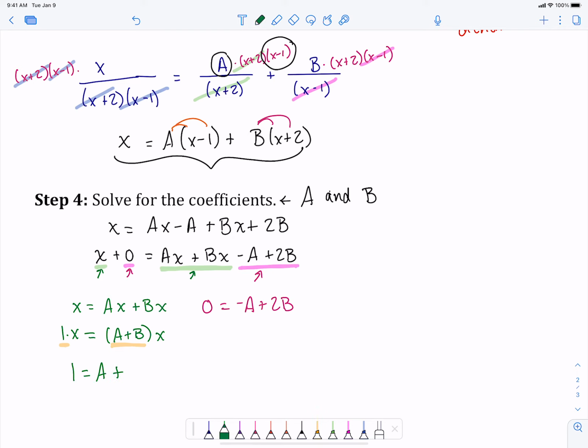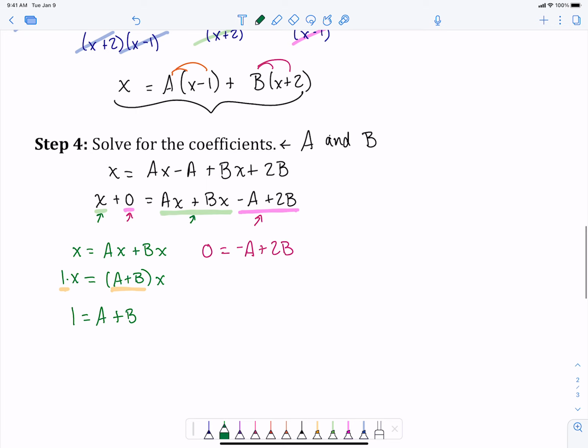So 1 needs to be equal to a plus b. So what we've basically gotten here from doing this process, and this is a process we'll do several more times in class, is that we've got ourselves a little system of equations. We need to figure out what values for a and b, when we add them, we get 1. And also, when we do negative a plus 2b gives us 0.